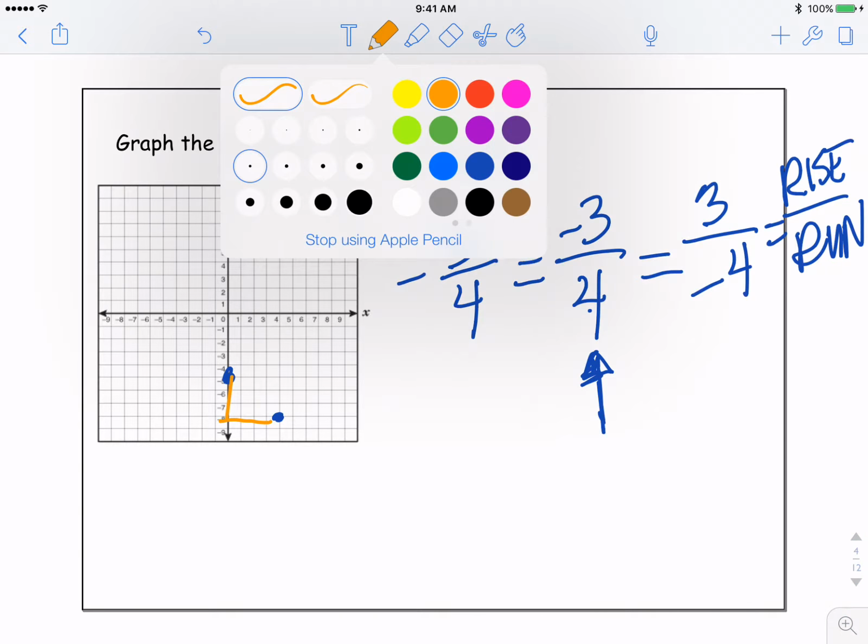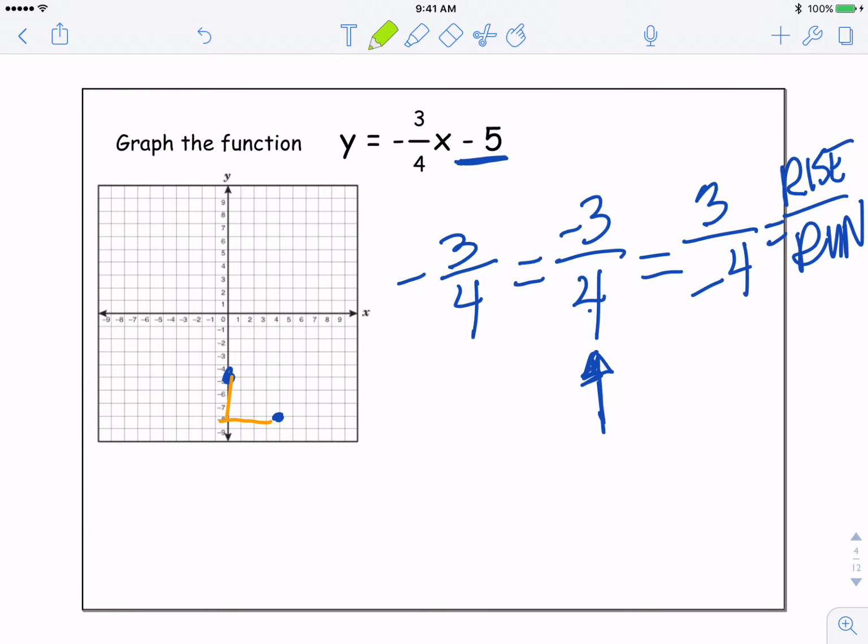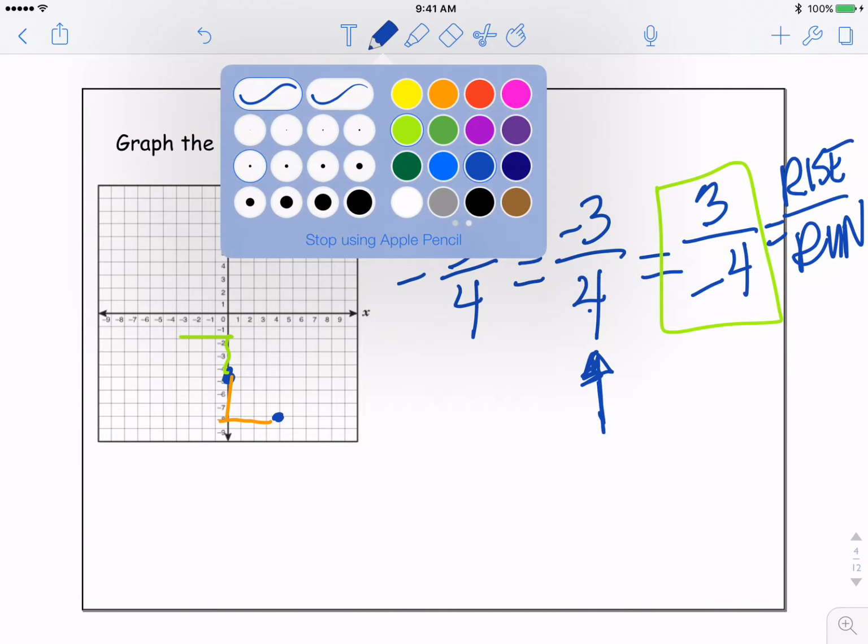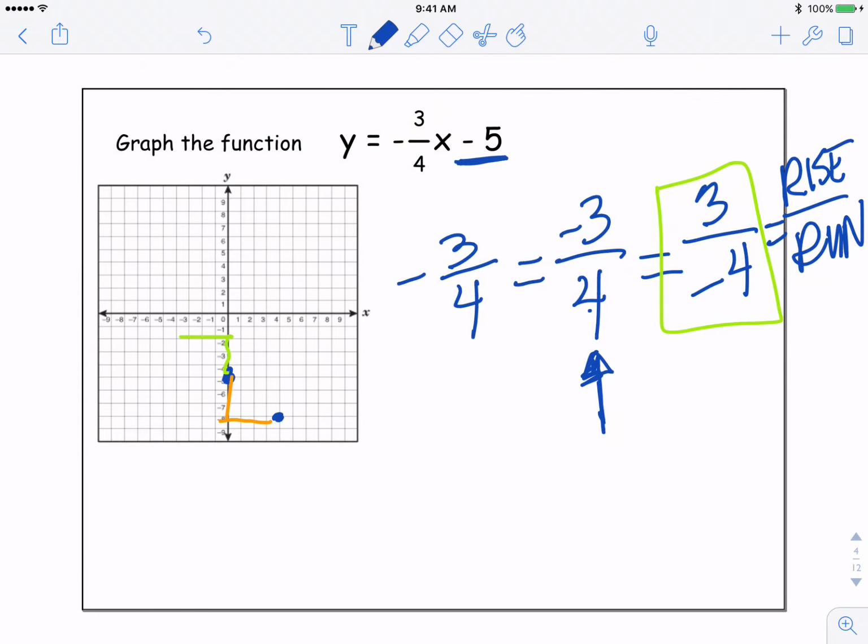If I choose to use the other example of this fraction, that fraction is telling me to rise up 3 and then go a run of -4. So I'm going to go to the left, -4, which would put me right there. So then I could graph another point on that line right here. Now I can connect those points together best I can and create a line for that function. So this would be the function of y equals -3/4 x minus 5.